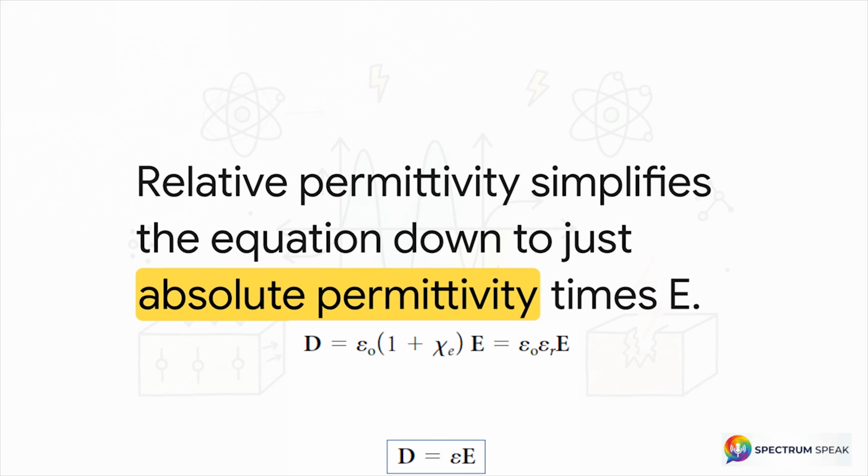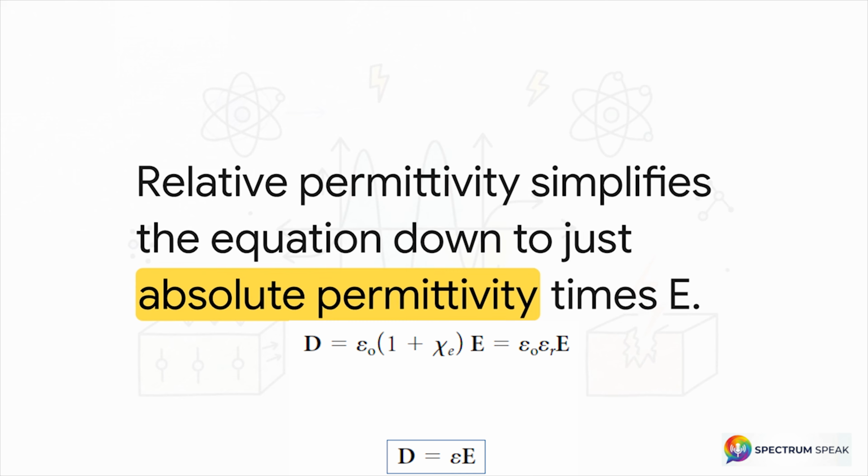Now watch what happens when we substitute our P equation back into our original D equation. D equals epsilon naught times the quantity (1 plus chi sub E) all times E. The term inside those parentheses, 1 plus chi sub E, that is our star player right there. We define that as epsilon R, the relative permittivity, or the dielectric constant, and this allows us to dramatically simplify the whole thing down to just D equals epsilon times E.